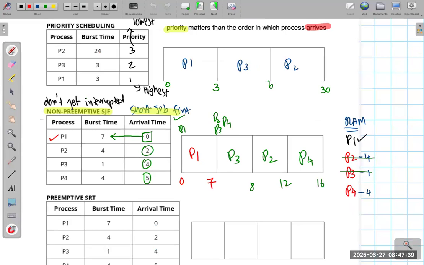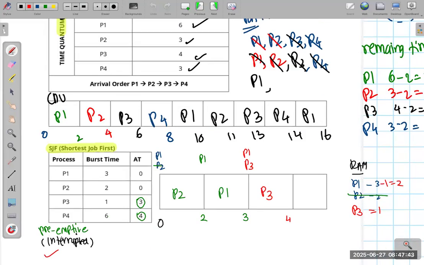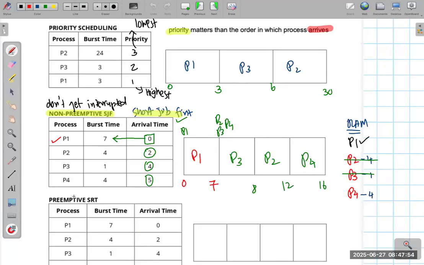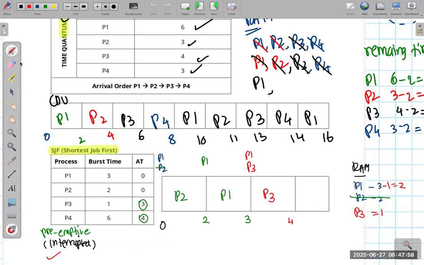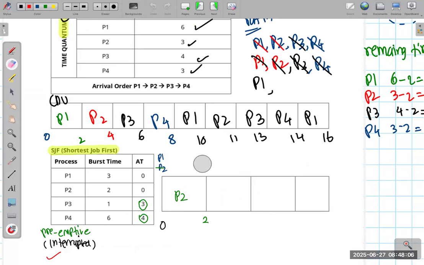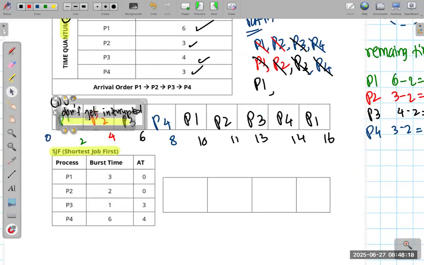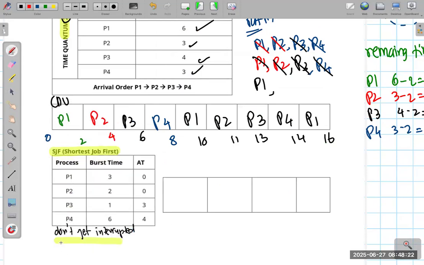Hold on. This is non-preemptive. This also should be non-preemptive, but this one is preemptive. So we'll do it in what style? Non-preemptive style: do not get interrupted. Okay. We'll do it as non-preemptive style. Do not get interrupted. It will complete first.